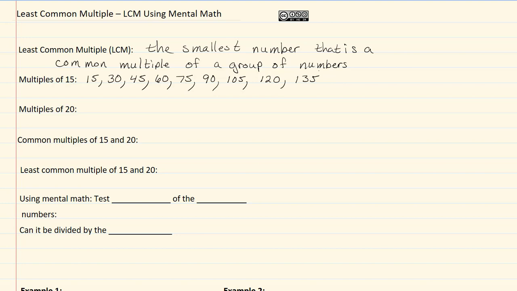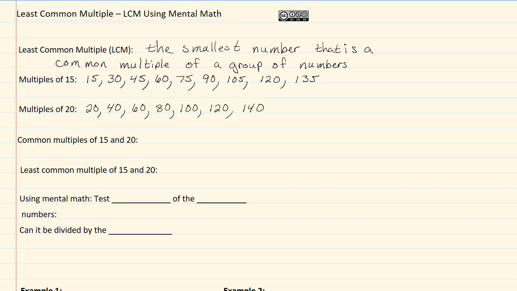Let's look at our multiples of 20. So our first one would be 20. Adding 20 onto there, we have 40. 40 plus 20 is 60. 60 plus 20 is 80. 80 plus 20 is 100. 100 plus 20 is 120. And 120 plus 20 would be 140.